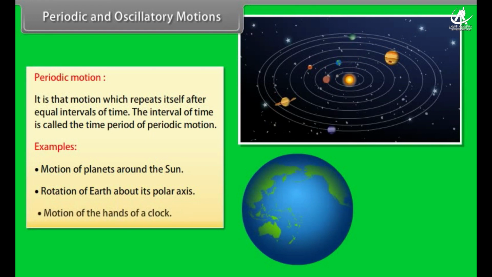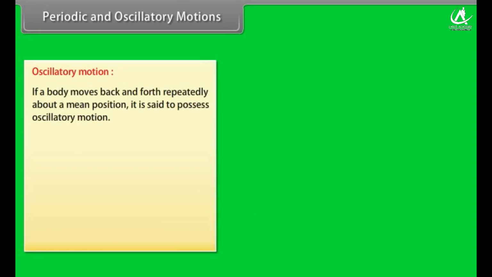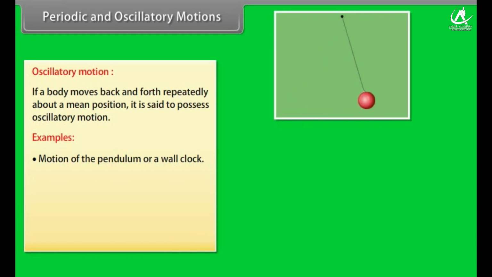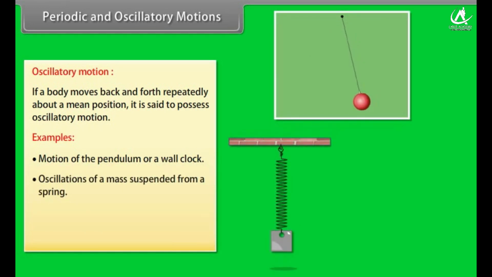Oscillatory motion. If a body moves back and forth repeatedly about a mean position, it is said to possess oscillatory motion. Some examples are motion of the pendulum of a wall clock, oscillation of a mass suspended from a spring, motion of a swing.